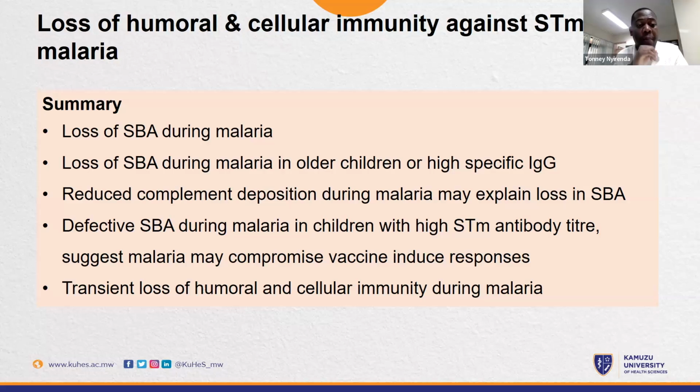This may suggest that malaria may compromise even vaccine-induced responses, because in the field you'd give the vaccine hoping that once the child has got the antibody, then they are good. But with malaria, even if you have high antibody titers, that immunity tends to be compromised. I think the comfort is that the loss in this immunity tends to be transient, as we had seen that there seems to be an improvement 30 days down the line.